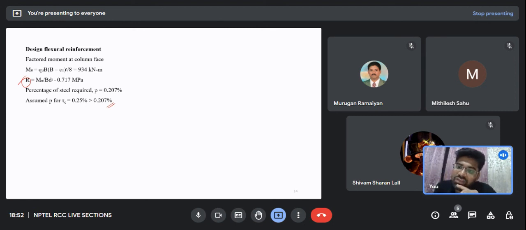0.207% is the actual steel which is required, and what we have assumed is 0.25 percent of steel. So if you look at the shear criteria, in the shear criteria we have assumed a higher percentage of steel. For assuming that higher percentage of steel, I am getting a greater depth of concrete. So again, that is fine for me.